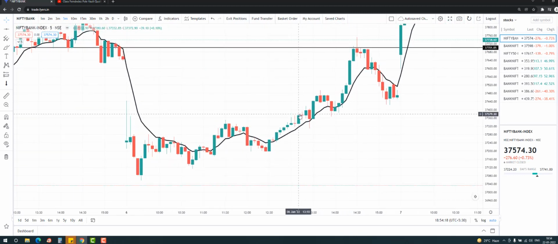Because the minute the market starts trading above this level, I know it's not going to come back down for sure. Believe me, traders, it's not going to come back down, because you are actually trapping the people.